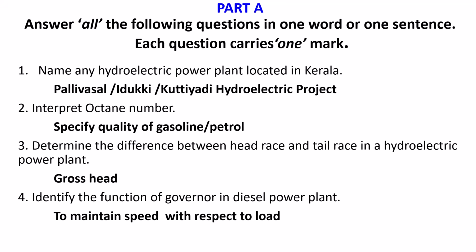Third question. Determine the difference between head race and tail race in a hydroelectric power plant. Gross head. The difference between head race and tail race is called gross head. Fourth question. Identify the function of governor in diesel power plant. The main function of the diesel governor in a diesel power plant is to maintain speed with respect to load.